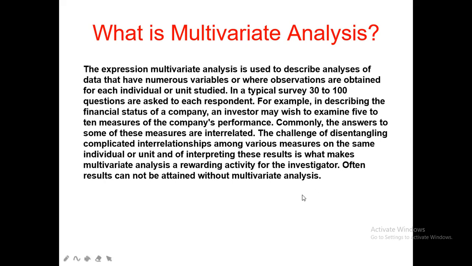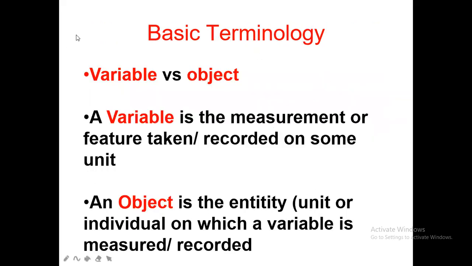And you will see that the availability of statistical software like SPSS makes it quite easy to carry out those advanced techniques. But before we can go for that, let me introduce 2 terminologies that I'll be using quite a lot in my discussion. The first one is variable, which we have already clarified. There are 2 particular aspects of multivariate data. One is the variable and the other one is the object. A variable is the measurement or feature taken or recorded on some unit.